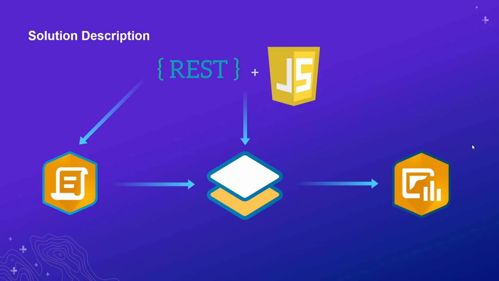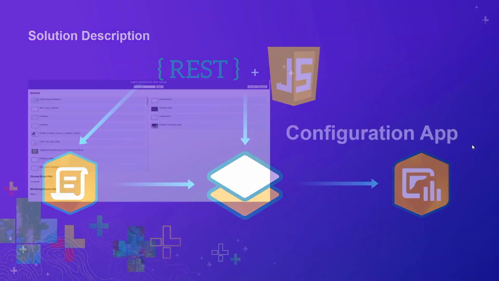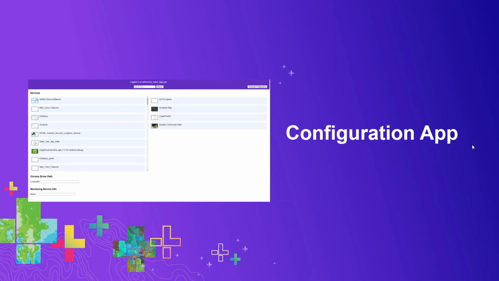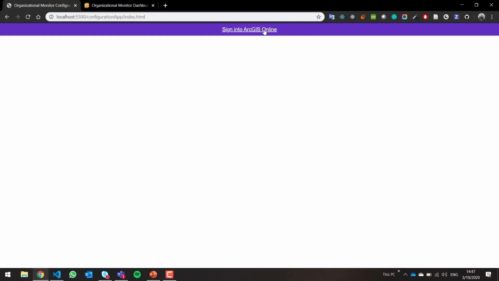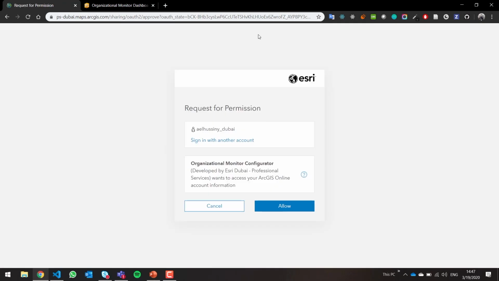So let's start with that, the JavaScript configuration application. Let's go through it, and then we can dive right into the code. So the very first thing that happens is that it requires you to log into your ArcGIS Online organization, as I showed you, and you can see here it's trying to ask for permission. So let's log in.